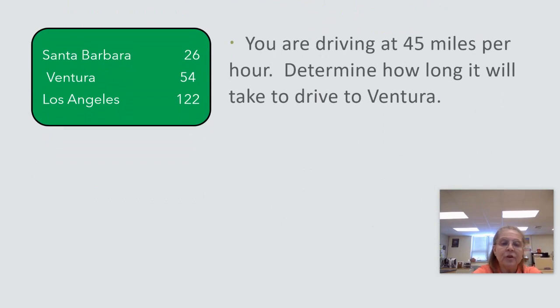Let's look at another one. The green road signs that you see as you're driving? This one says it's 26 miles to Santa Barbara, 54 to Ventura, 122 to Los Angeles. Let's figure out how long it would take to drive to Ventura if we're driving at a constant rate of 45 miles per hour. So we know we're traveling at 45 miles per hour. We want to drive to Ventura, which is 54 miles. Notice Ventura is 54 miles. This is the given. Our conversion is the 45 miles per hour.